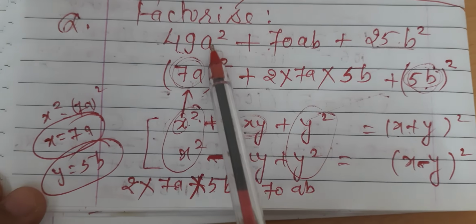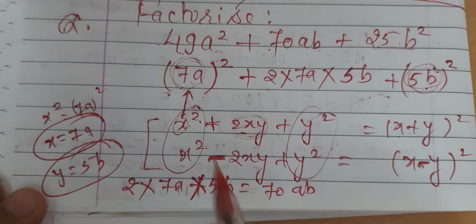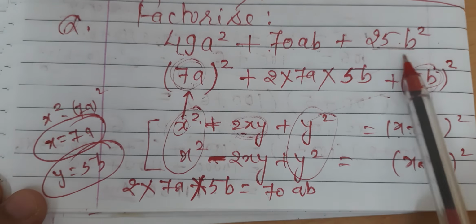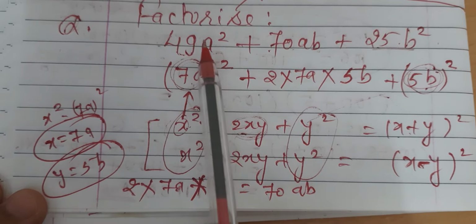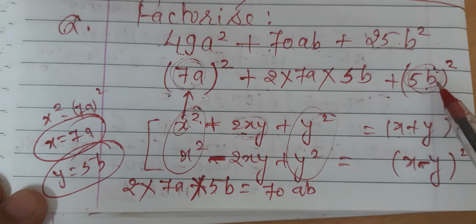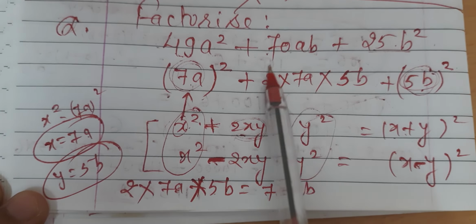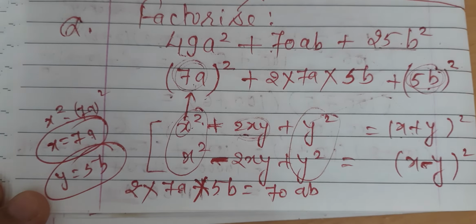Whenever you find this square, just try to write it in the form of whole square. So this 49 is a square of 7 and this 25 is a square of 5. So 49a square can be written as 7a the whole square, and 25b square can be written as 5b the whole square. This is not very tough. Most of the time you will get this in the form of 2xy only, but we just check.